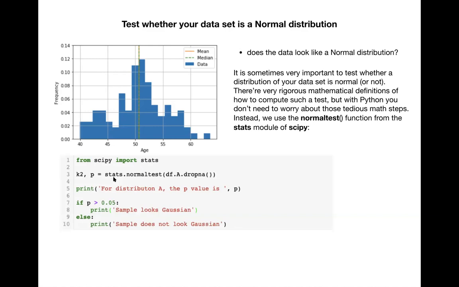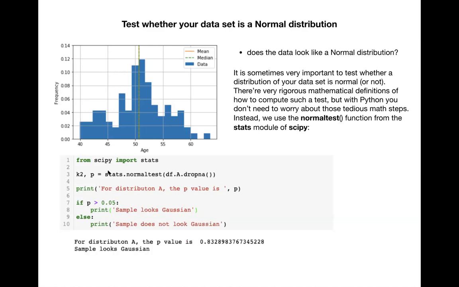Now I have the stats module, so I'm calling the function stats.normaltest, and the input is df.a.dropna. If you still remember, that drops all the lines with NaNs. If you don't do that, normaltest will sometimes tell you the result is NaN, because you're giving it data points with NaNs, so you can't do the test. There are two outputs, K2 and P. The P value tells you whether it's Gaussian, normal, or not. So here we use a simple if statement: if P is greater than 0.05, it looks normal, otherwise it's not normal.